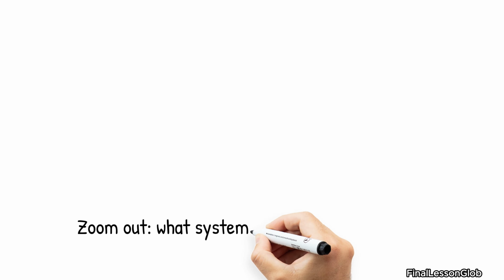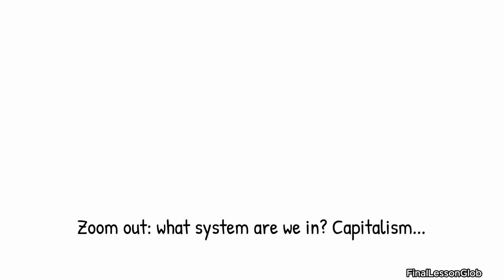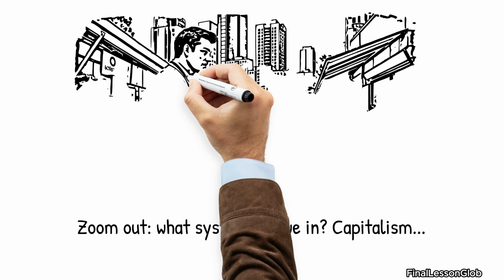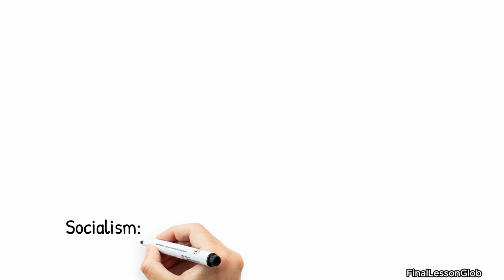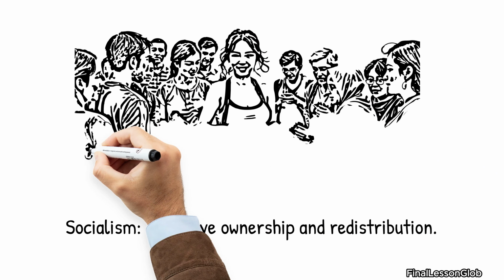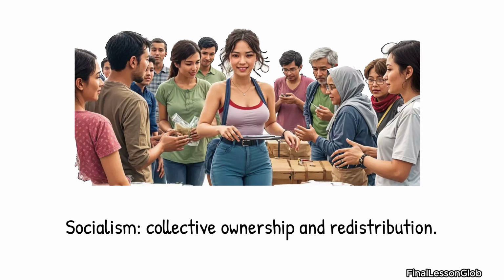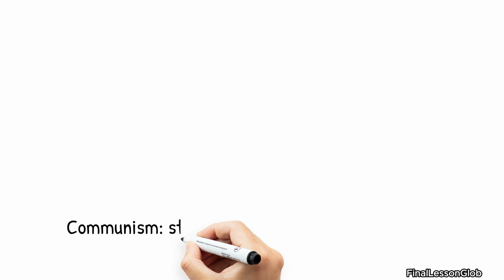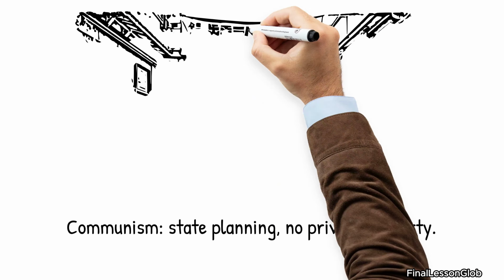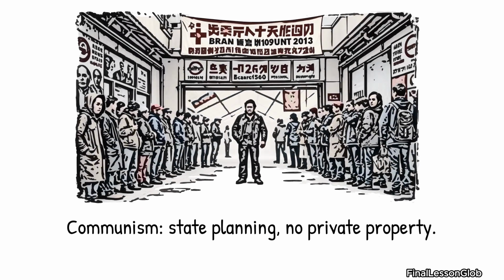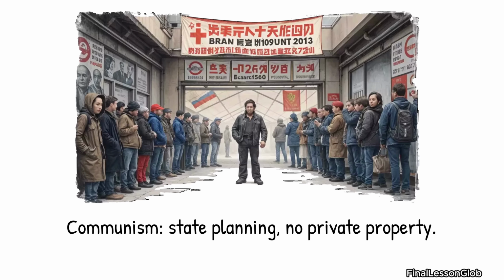Zoom out again. What system is all this happening in? Capitalism: private ownership, markets, freedom, pursuit of profit, great at innovation, also great at inequality and monopolies. Socialism, all about collective ownership and redistribution. Great for equality, not so great for motivation. Communism, aka command socialism. No private property, full state planning. Looks good on paper, looks terrible in breadlines, and usually ends in famine, like USSR grain quotas.